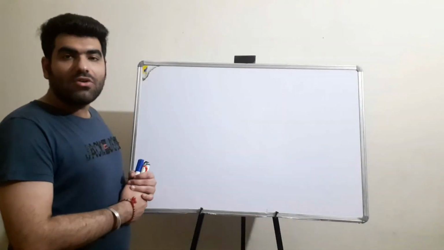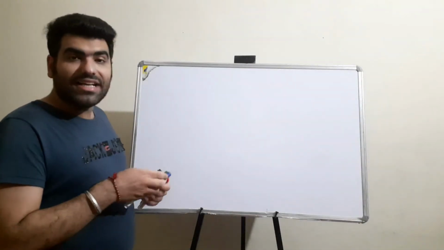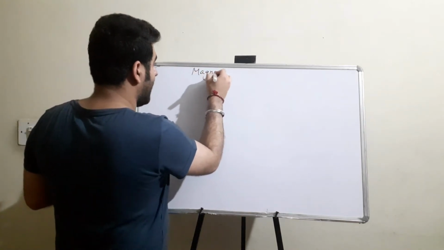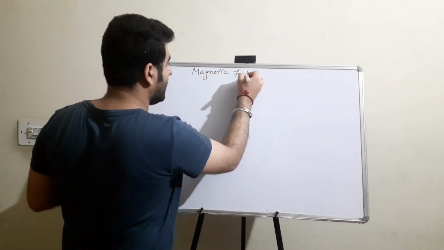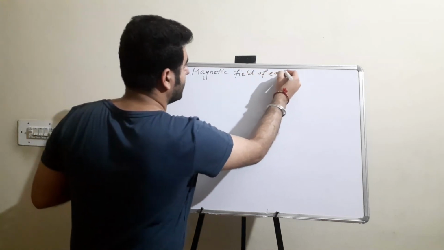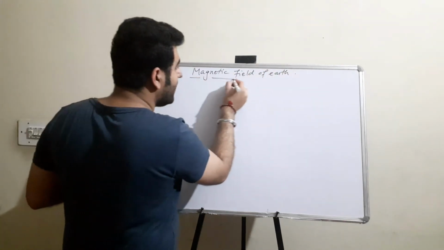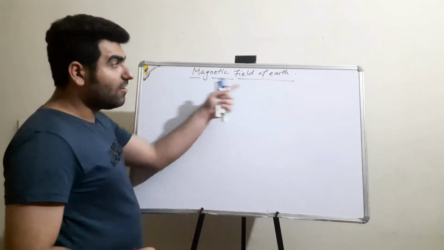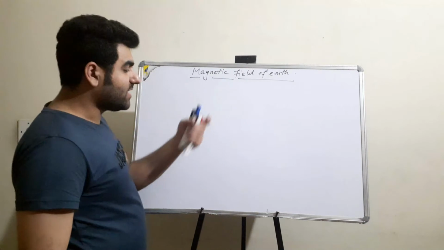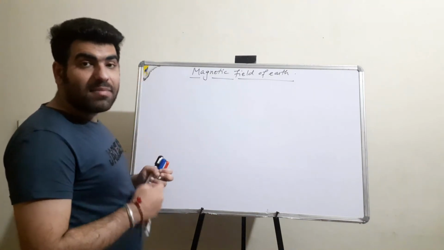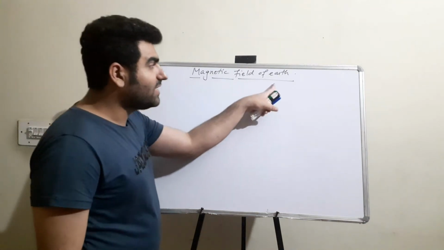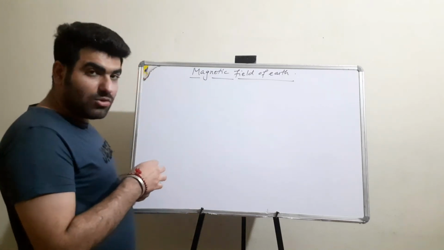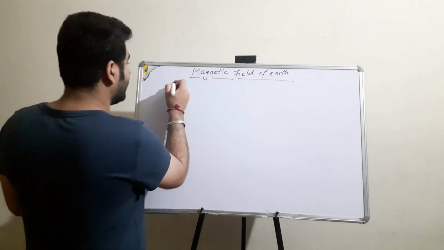Alright students, so we are now going to start with the magnetic field of Earth. So the next concept is the magnetic field of Earth. Now, why are we here understanding this concept, why did this concept come into existence? Because there are some evidences which prove that the Earth also has its magnetic field. Now, what are those evidences? Let us just point them out.